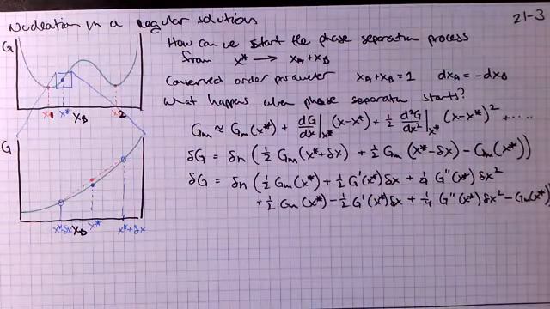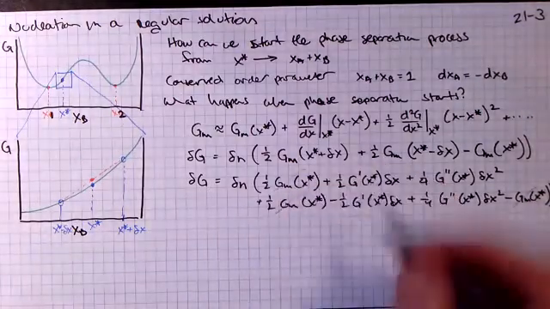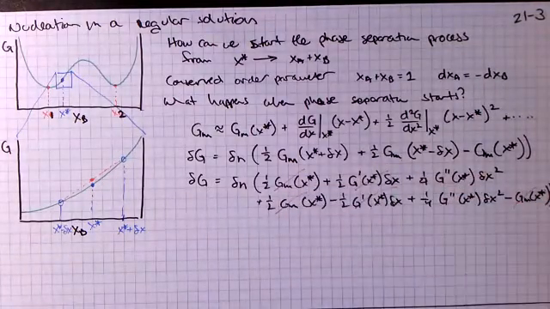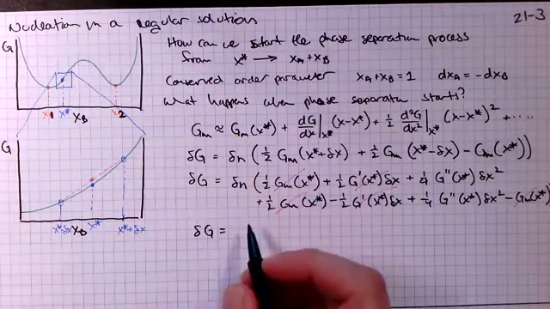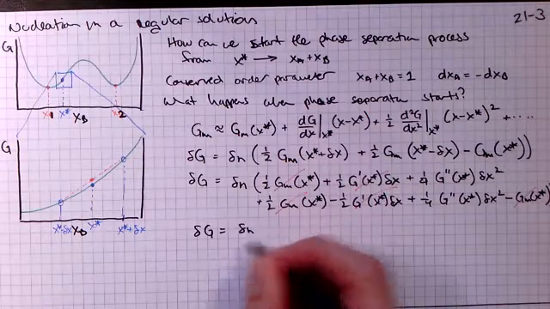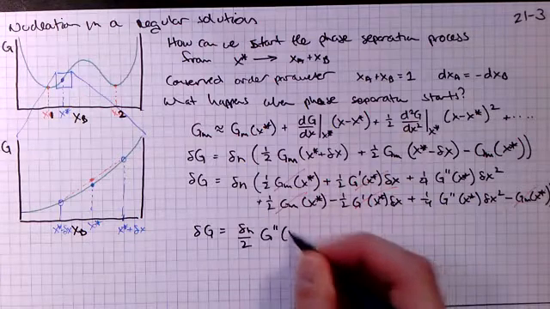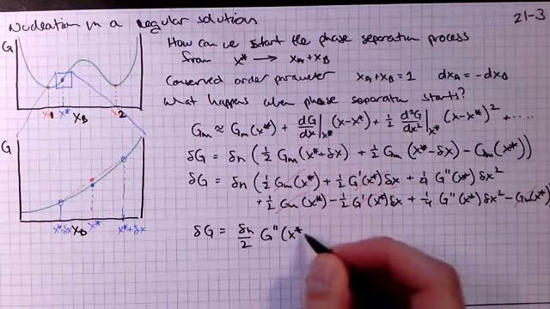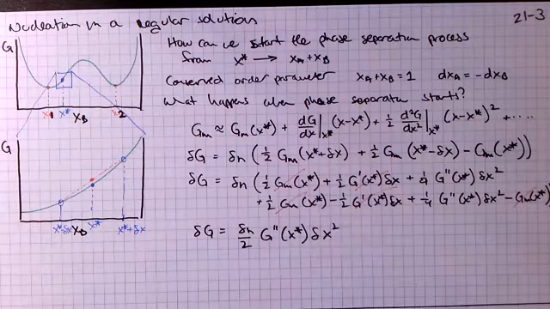So clearly, this term will cancel these two terms. These two terms cancel each other, and what we're left with at the end of the day for the fluctuation in G is that the fluctuation in G goes as delta N over 2 G double prime, the second derivative of the free energy at X star, delta X squared.